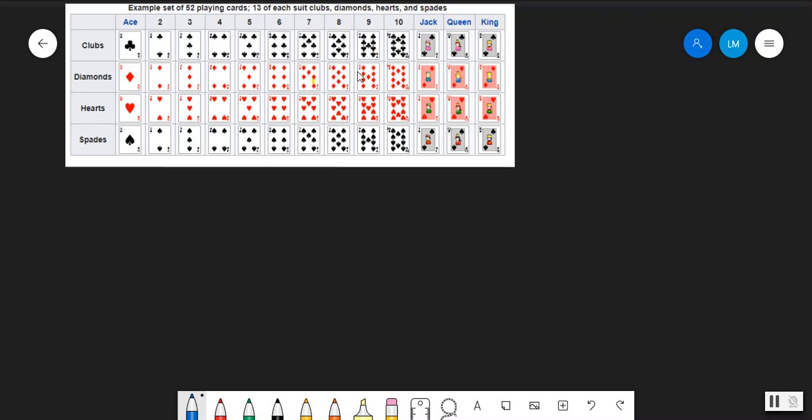Respectively, they have their colors. So let's say that we want to find the probability of, say for example, a full house.